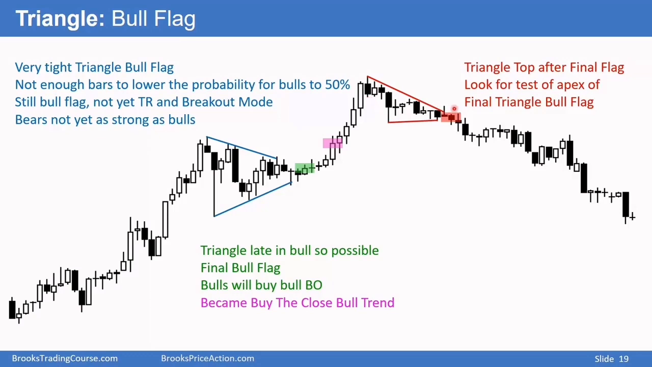And you can see we went sideways here. So this is a probable final flag, a triangle late in the bull trend, usually the final flag before the market enters a trading range or has a reversal. And you're looking for, at a minimum, a test of the apex of the final flag, the triangle. Traders will sell the reversal down. So we have a triangle top after a triangle bull flag. We try to get the bull breakout, 50-50 chance the breakout fails, and then we got a reversal down. Minimum goal typically is a test of the apex of the triangle, which we have here.